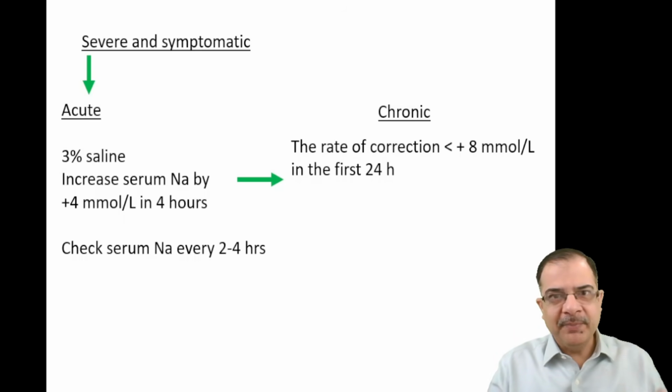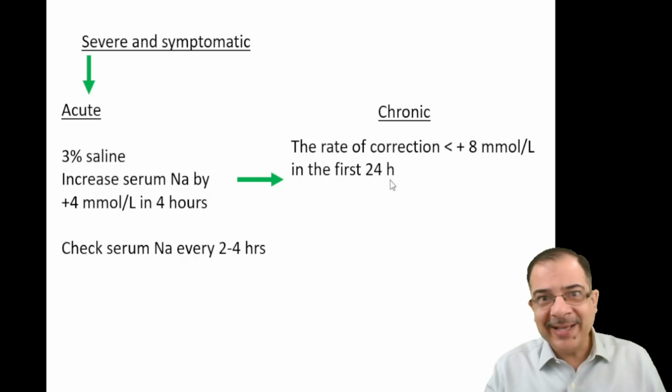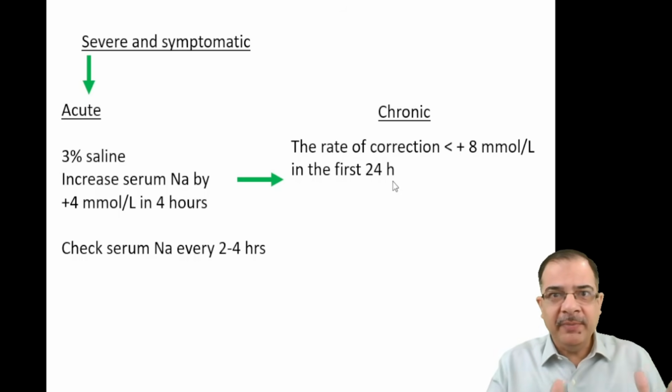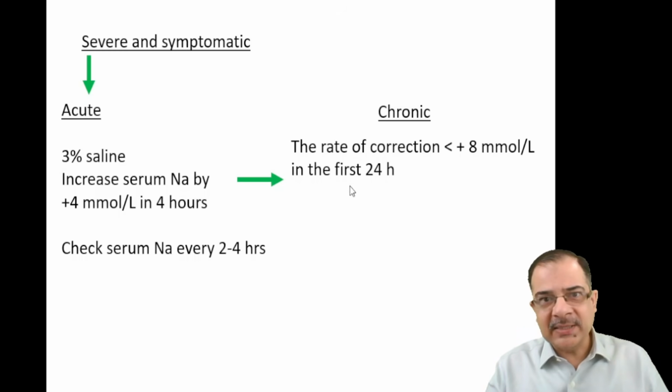Suppose, for example, a patient comes to us with a sodium of 110. We will make the sodium 114 in 4 hours in acute cases. After that is achieved, our next target will be to raise it by +8 in the next 24 hours. So 114 becomes the baseline.